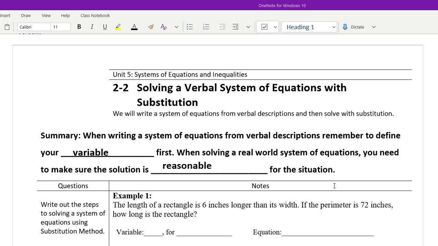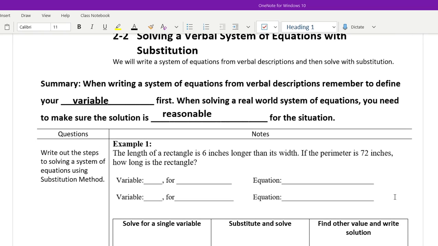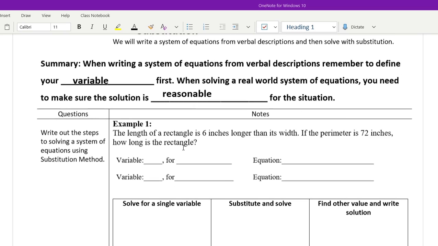When solving a real-world system of equations, you need to make sure the solution is reasonable. There are values in the equations that could be negative for length, but that does not mean in a real-world situation that could be possible. That could be a possible answer, so we want to make sure we are mindful of those situations. Getting into our examples.